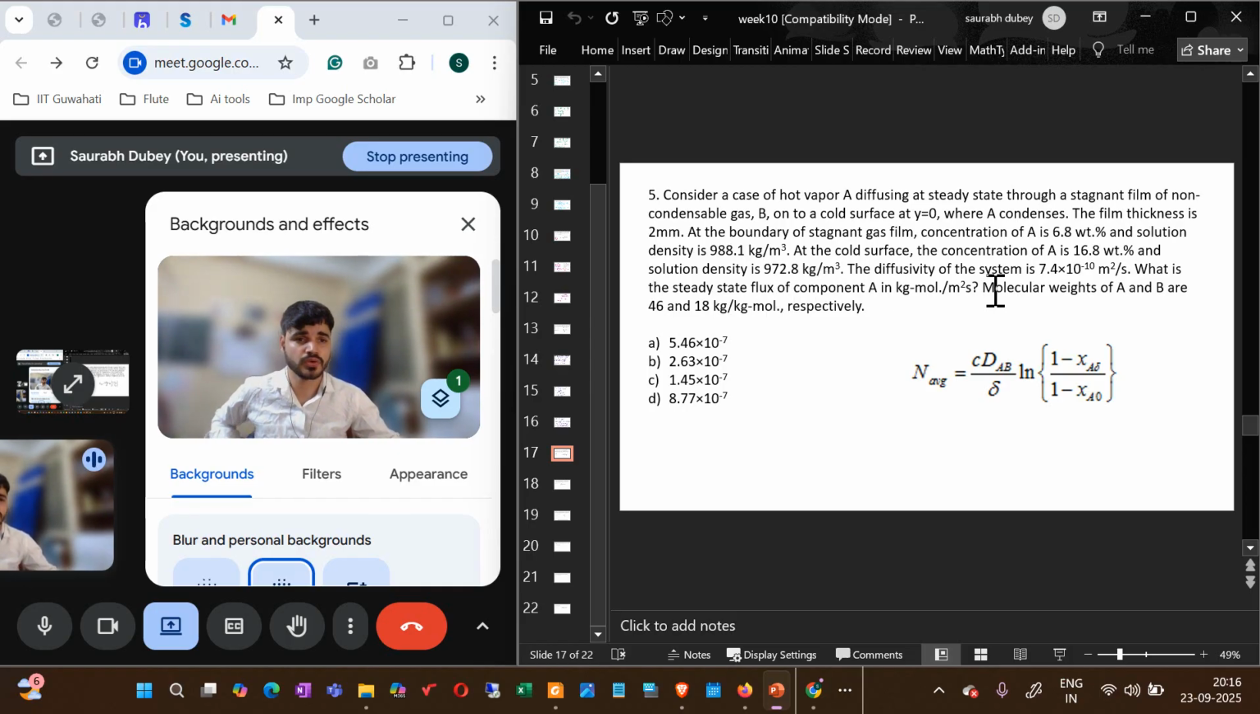Why? Because at the cold surface, whenever A is going there, the concentration of A is getting increased. So overall the solution density is reduced. This is very interesting to note here. The diffusivity of the solution is 7.4 into 10 to the power minus 10 meter square per second. What is the steady state flux of the component A in kg mole per meter square second? Molecular weight of A and B are 46 and 18 kg per kg mole respectively, right?